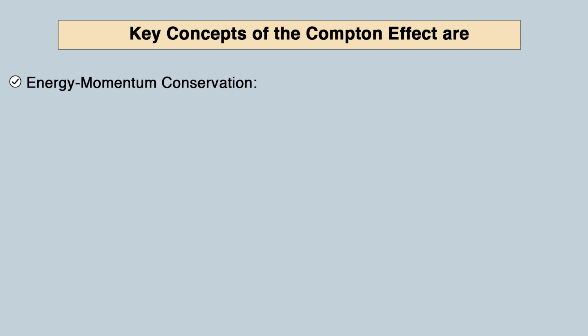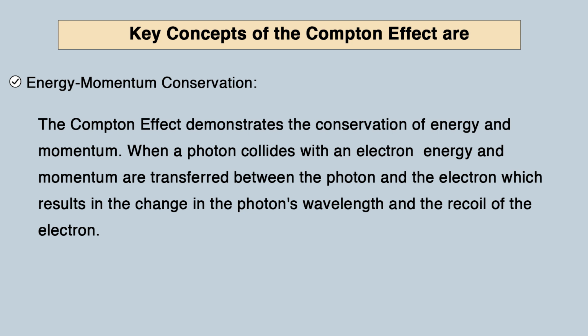The fourth key concept is energy and momentum conservation. The Compton effect demonstrates the conservation of energy and momentum. When a photon collides with an electron, energy and momentum are transferred between the photon and the electron, which results in the change in the photon's wavelength and the recoil of the electron.